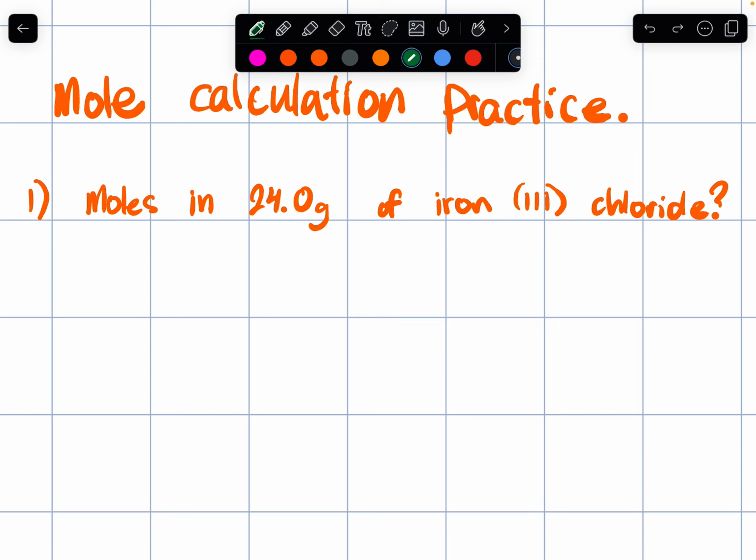Starting off, we're just going to figure out what is going to be our last step of this. Well, it's going to be shoving it into this equation which we spoke about, which is moles is equivalent to mass divided by molar mass.